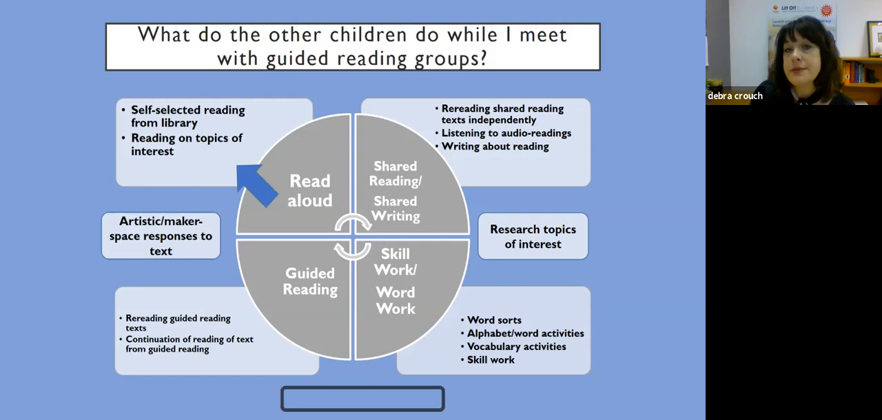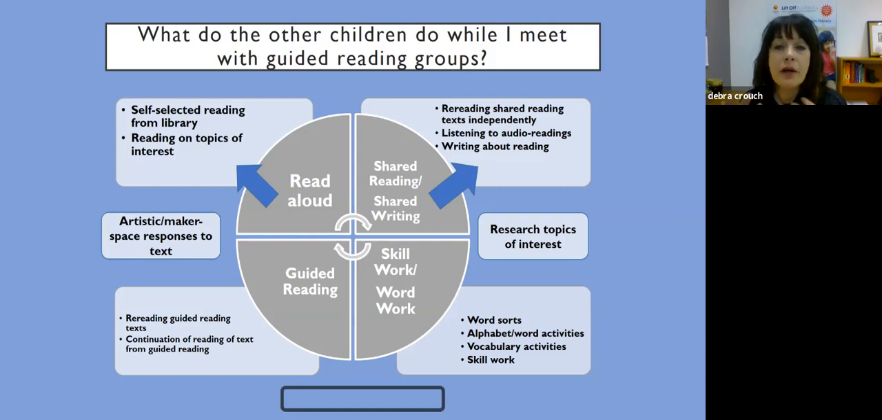So one of the things that kids could be doing while the teacher meets with guided reading could be going into the library and reading self-selected text. You may have children who are coming back to texts that we've used in shared reading. So with our little primary kids, our Ks and 1s, they might be coming back in and rereading the shared reading text that we've already read together.